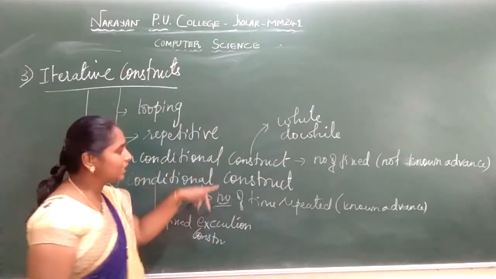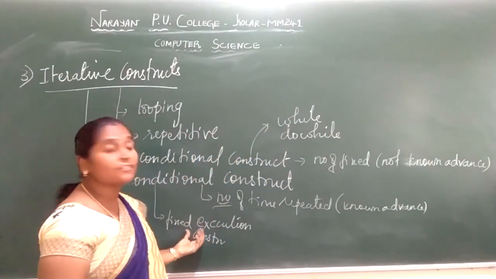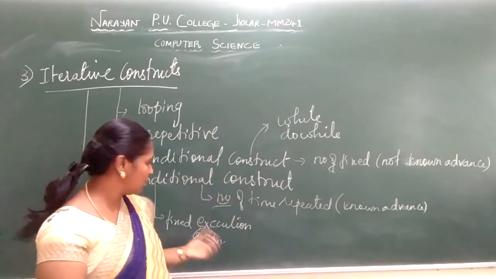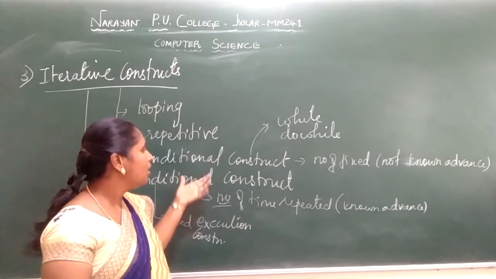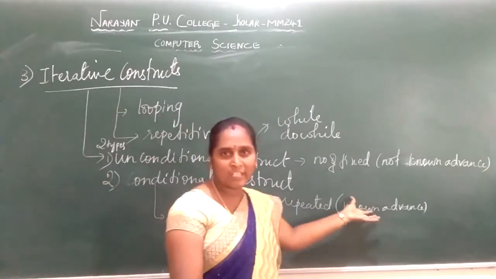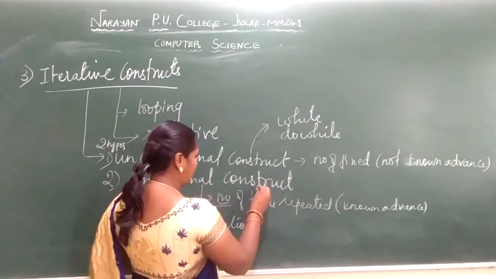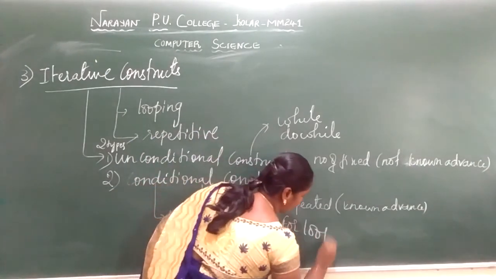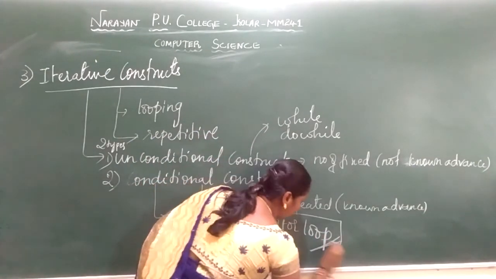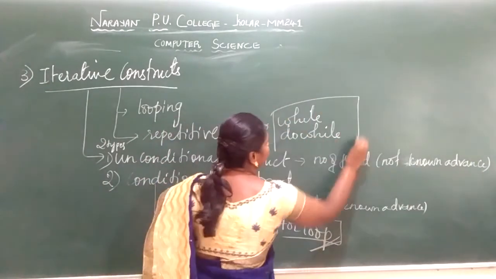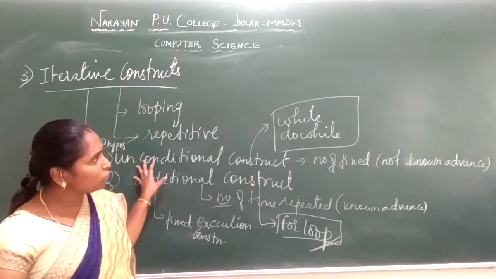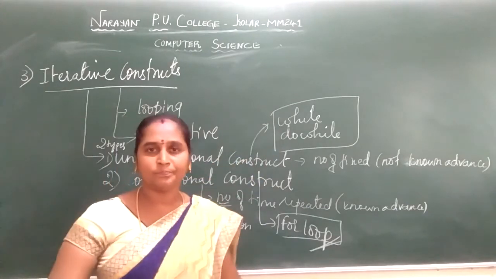In your conditional construct, it is also known as the fixed execution construct. The number of execution times is known in advance. It is also called the fixed execution construct. Here the number of times it is repeated is known in advance. Here you are going to study the for loop. In unconditional you are going to study two types, the while and do while constructs. First we will go to the while construct.